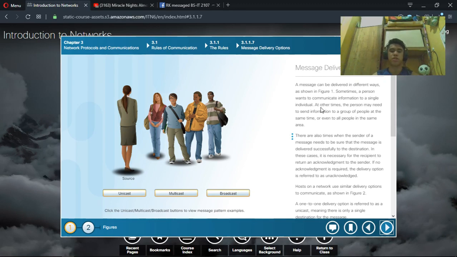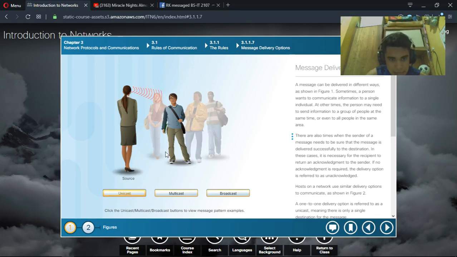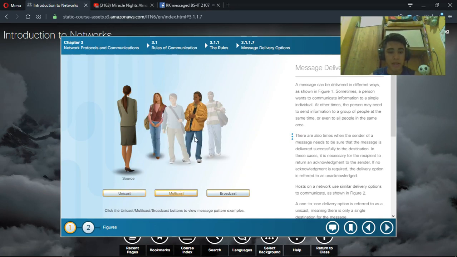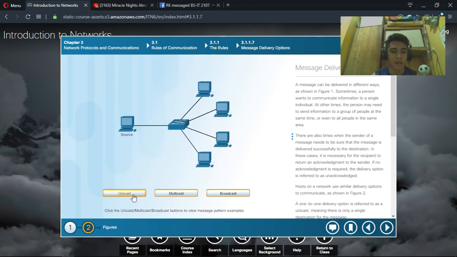Message delivery options. It may be unicast, multicast, or broadcast. If it is a unicast, you are talking to one person only, multicast is to a group of people, and a broadcast is to a lot of people.